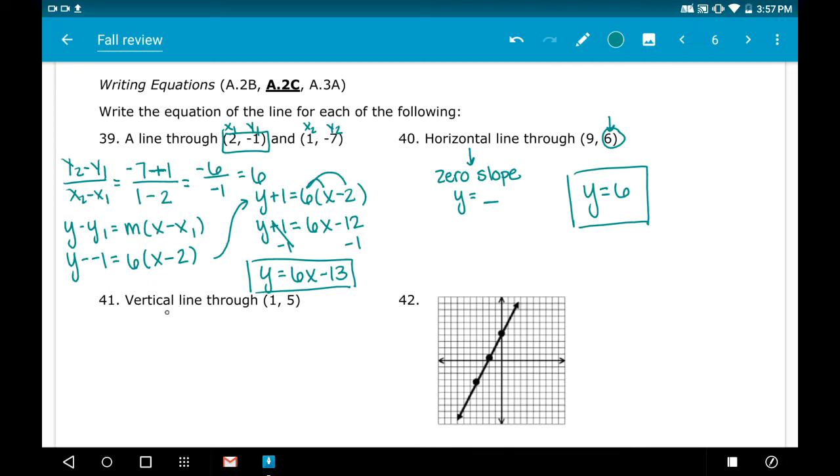A vertical line is basically the same thing, except we know that vertical lines have an undefined slope. And that was x equals some number. So instead of looking at our y here, all we care about is the x value they give us, which means our equation here would be x equals 1.